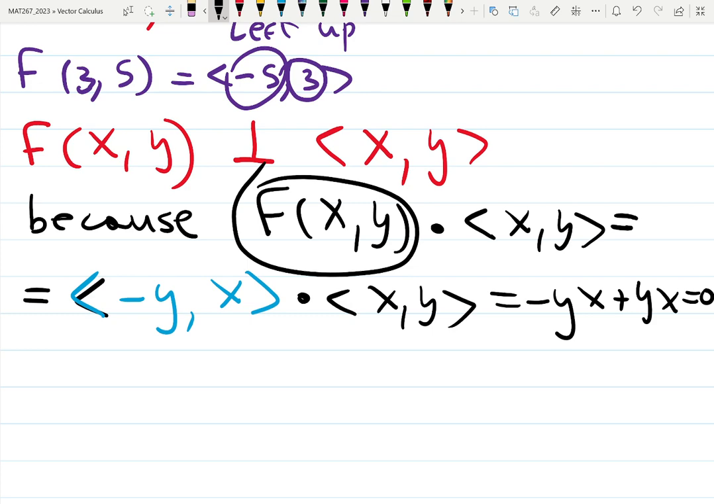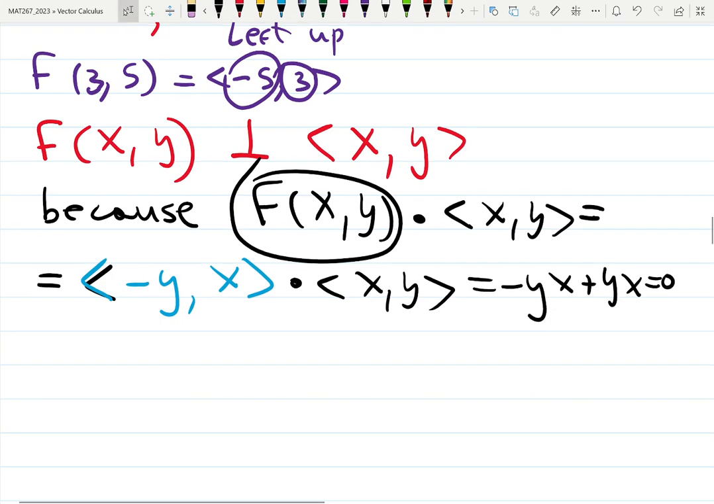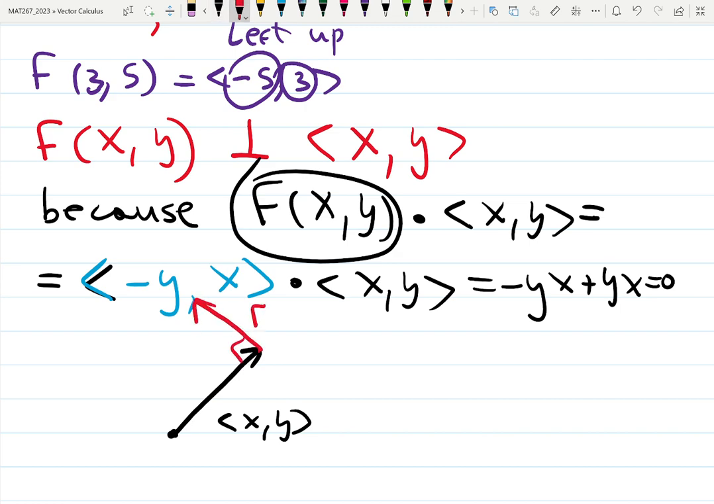So we can draw. It's fine. We can draw a picture, I guess. Every time you choose a vector x comma y, this vector field will bounce you perpendicularly, F of x comma y, like so. It's a perpendicular relationship. What do you think about that?